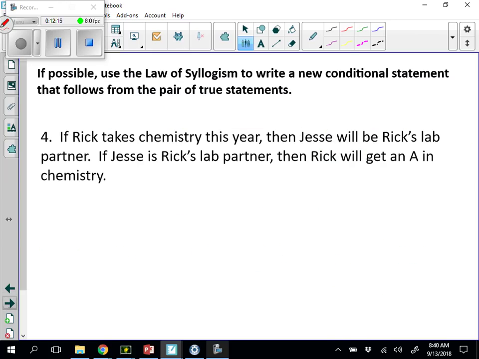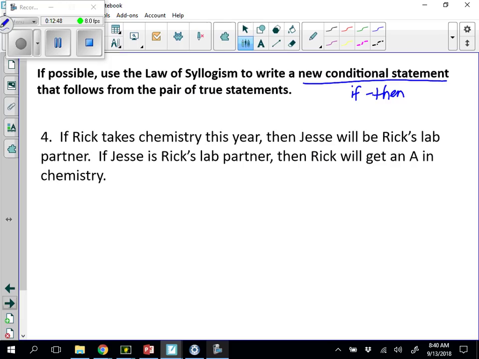Okay, so let's take a look at a couple examples. I like to write this out in a pattern so I can cancel some things out. The directions say, if possible, use the law of syllogism to write a new conditional statement that follows from the pair of true statements. So I'm always writing a new if-then statement. If possible. If it's not possible, I'll just say not possible. So number 4 says, if Rick takes chemistry this year, then Jesse will be Rick's lab partner. If Jesse is Rick's lab partner, then Rick will get an A in chemistry.